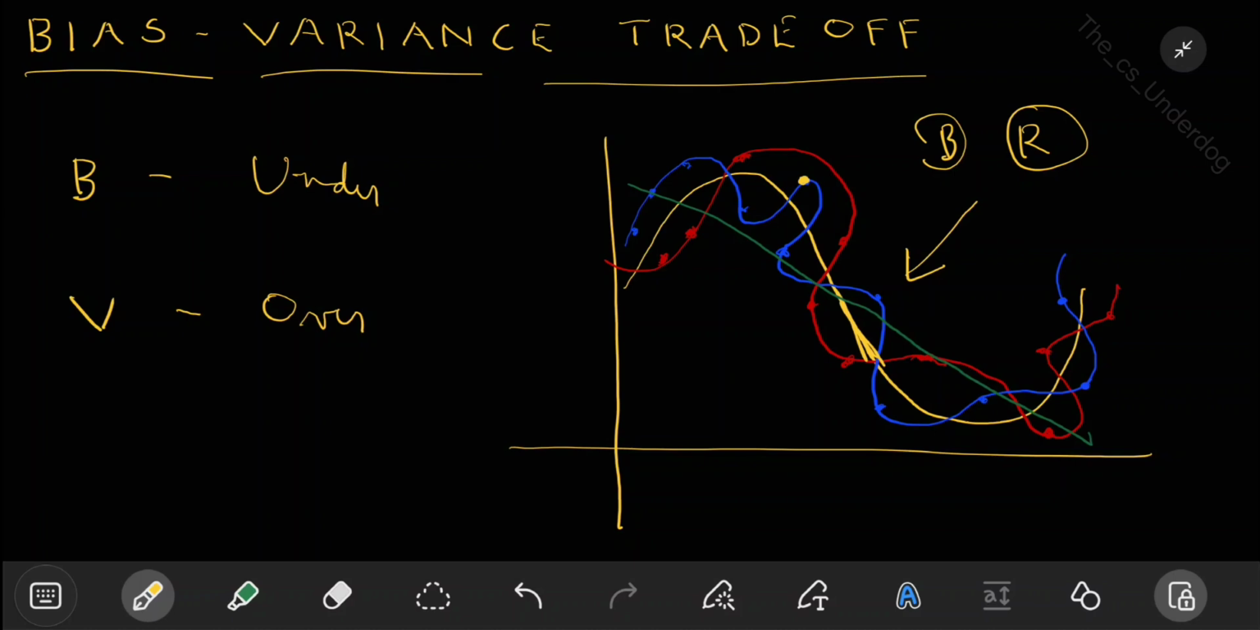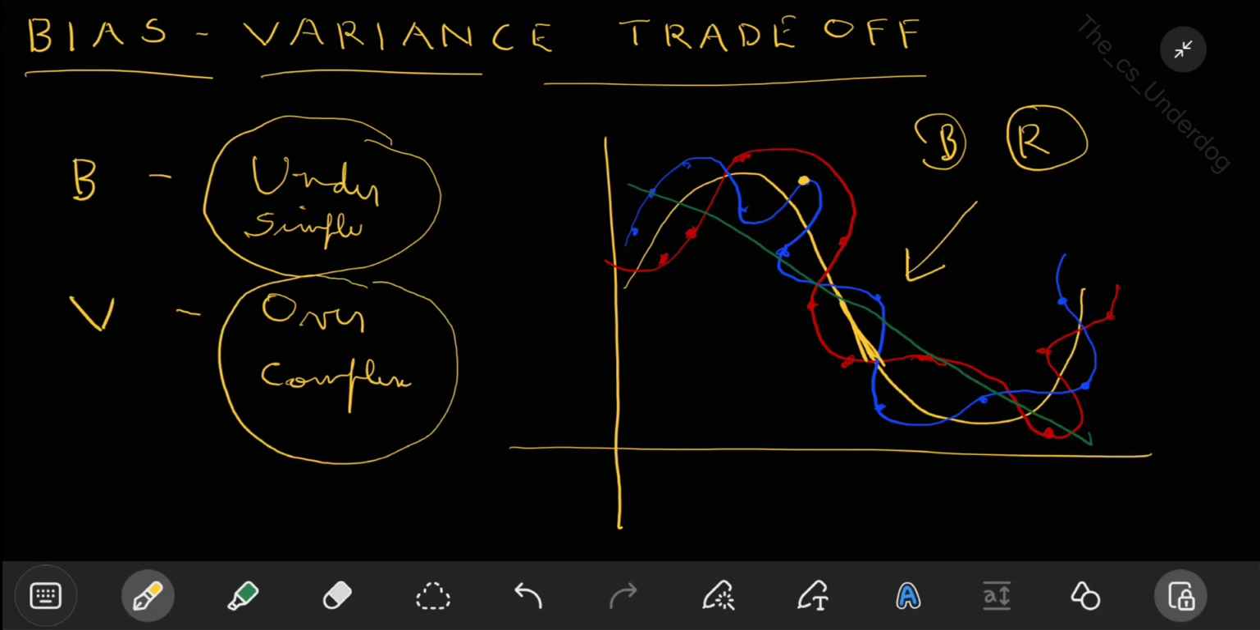So in short, the model is too complex. In that case, variance error will be high. Okay, this is a complex model which overfits. In case of high bias, it is underfitting, which means the model is a simple model which underfits, that causes high bias. A complex model which overfits causes high variance.